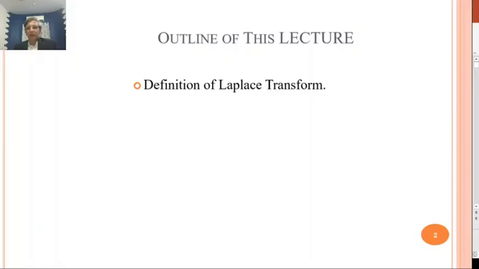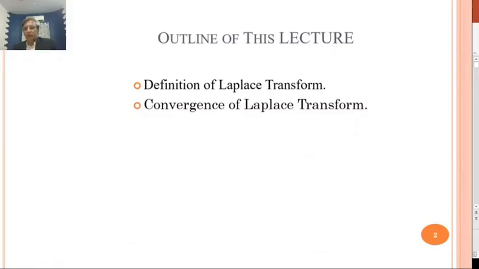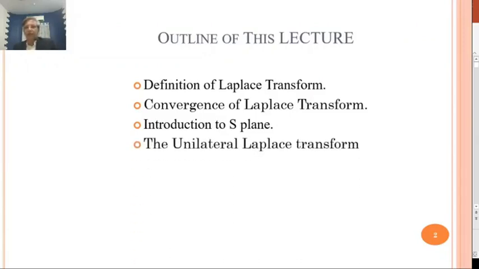definition of the inverse Laplace transform, then convergence of the Laplace transform, that is the region of convergence of the Laplace transform, then what is the S plane and what are the poles and the zeros of the system, and the unilateral Laplace transform.